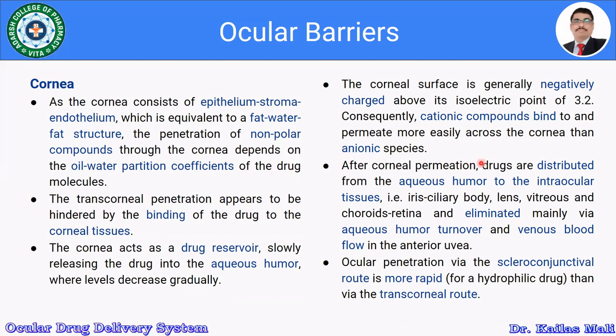After corneal permeation, drugs are distributed from the aqueous humor to intraocular tissues, that is the iris, ciliary body, lens, vitreous and choroid retina, and are eliminated mainly via aqueous humor turnover and venous blood flow in the anterior uvea. Ocular penetration via the scleroconjunctival route is more rapid for hydrophilic drugs than the transcorneal route. So this is about the cornea.